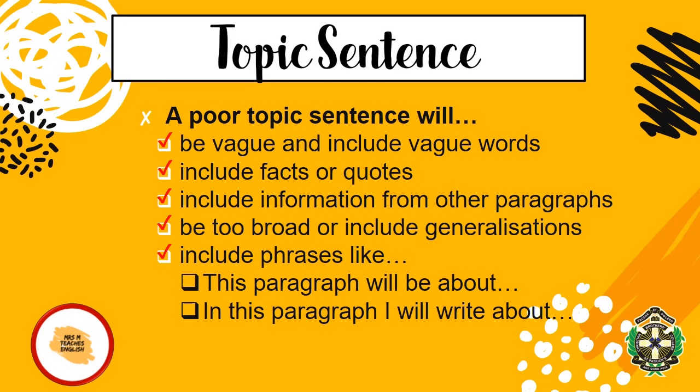We've looked at the structure of good topic sentences. Let's pause a moment at poor topic sentences. These are vague. They include facts and quotes. They include information that has already been stated in other paragraphs. They're very general, and they can even include phrases like, "this paragraph will be about," or "in this paragraph I will write about." Both of those are absolute no-nos in topic sentences.